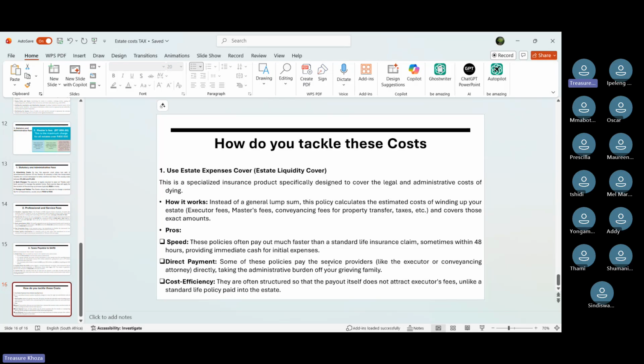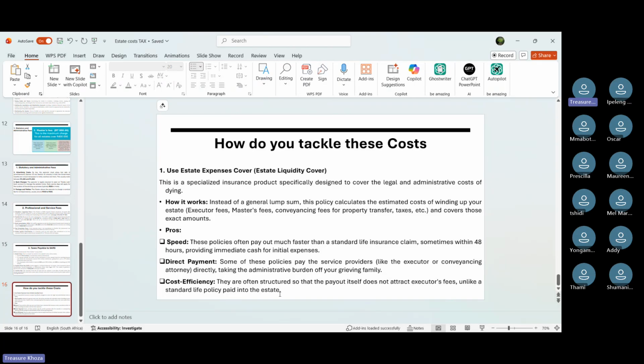The last one is the payout structure. They are often structured so that the payout itself does not attract the executor fees, unlike standard life policies that pay into the estate. As I've said, it's up to you how you give the order. If you decide that the money goes straight to the service providers, that can be done. If you decide that the money goes straight to whoever you have appointed, the money can also go there.